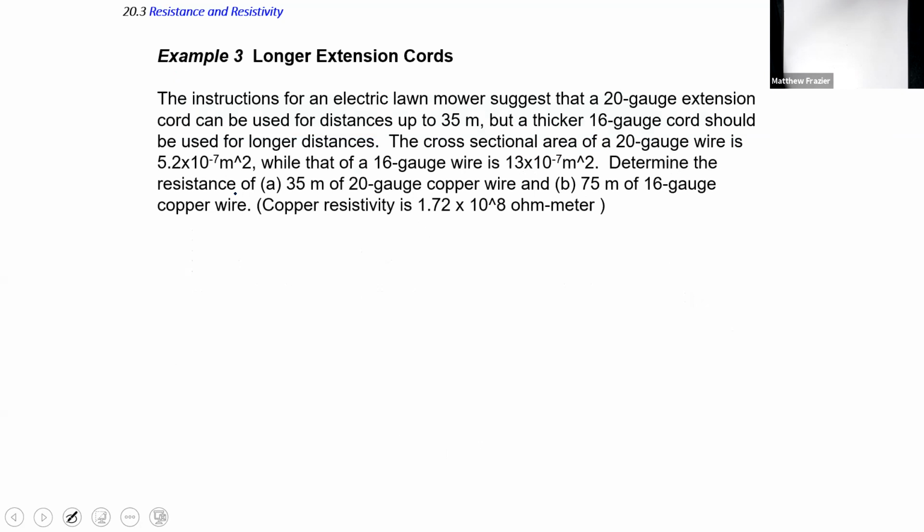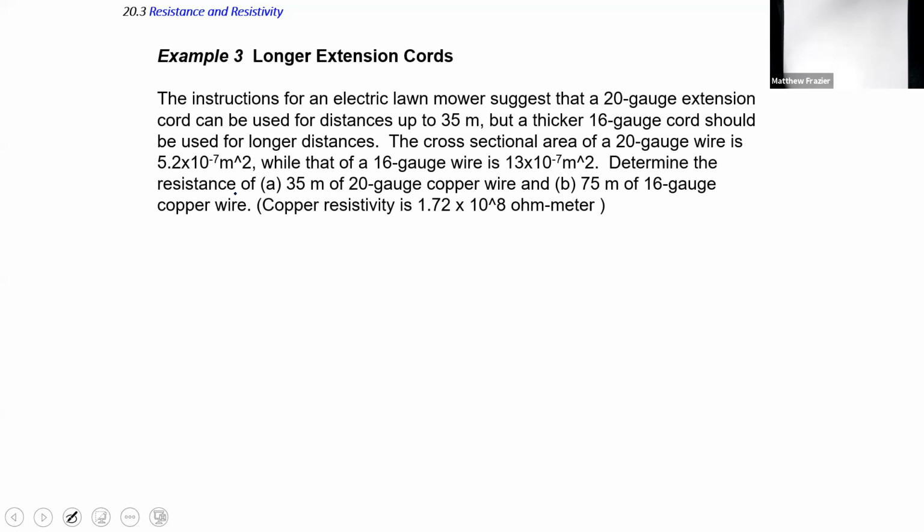Where does that kind of matter to you? It matters when you start plugging stuff into the wall. Lots of stuff you buy has warnings: don't change the cord on the thing, don't use extension cords with it.